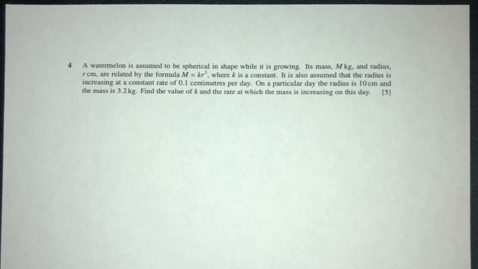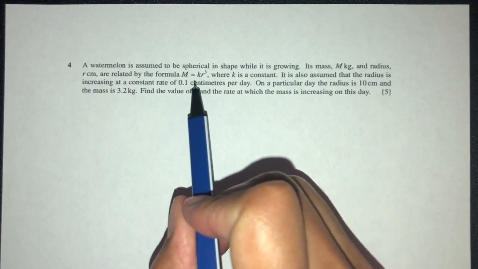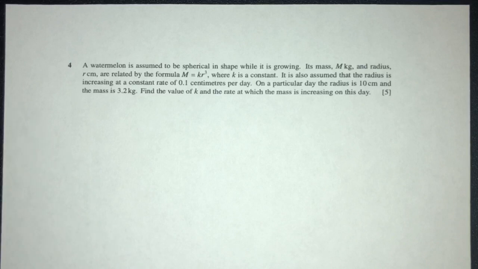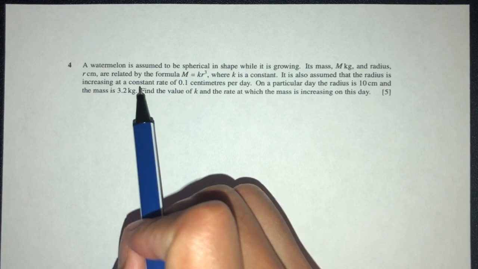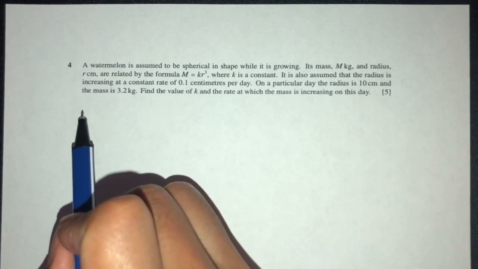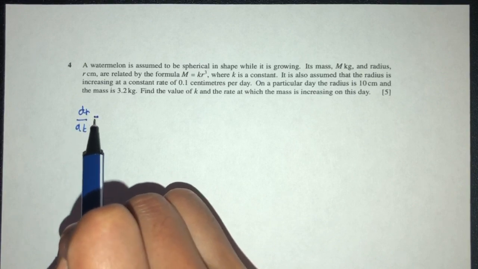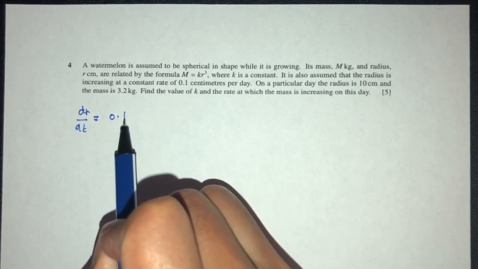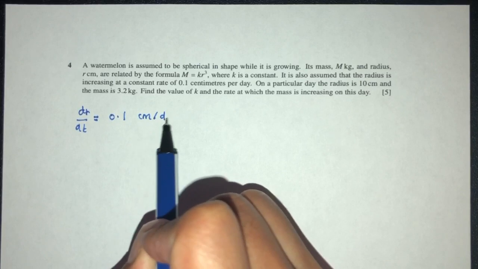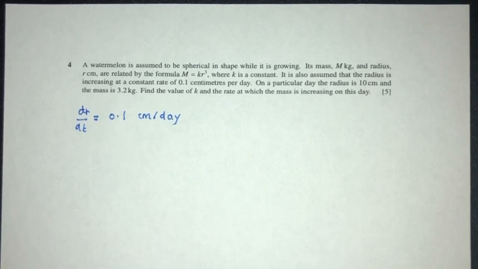A watermelon is assumed to be a spherical shape, which means a ball shape, right? Which is growing. Good. Now its mass m and radius r are related by the formula m equal to k r cubed, where k is a constant. Okay, good to know. Now, it is also assumed that the radius is increasing at a constant rate of this. Now rate means with respect to time, so radius, dr by dt, is increasing, so positive value of 0.1 centimeters per day. That's the rate of increase of the radius.